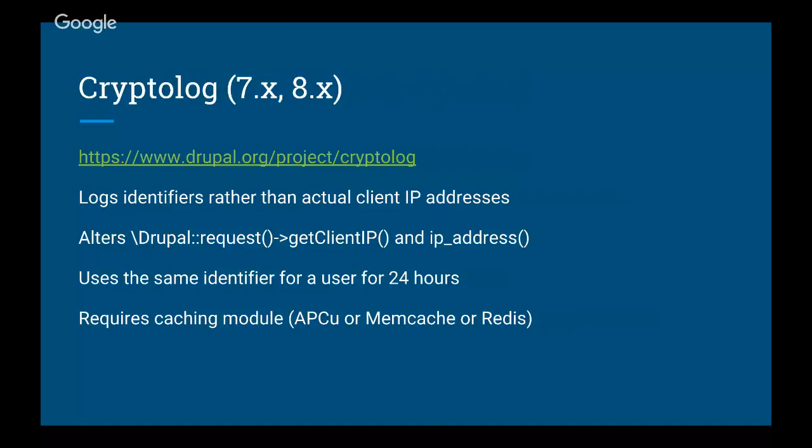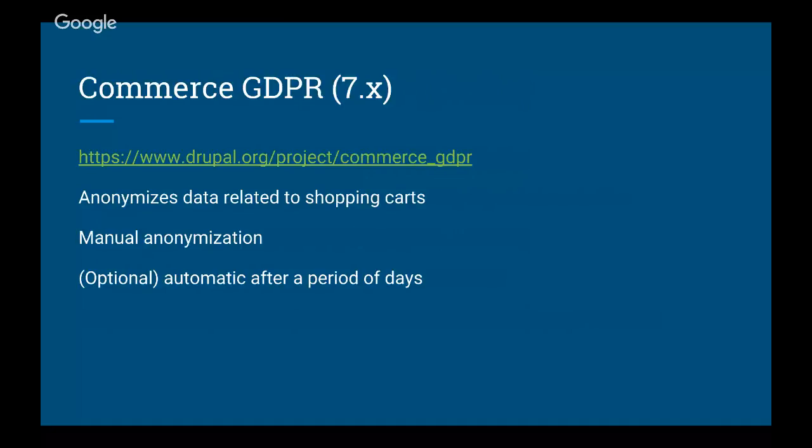What it does is it stores a random identifier for each user, and then it uses that identifier for 24 hours before it's refreshed. So technically, within the time frame of 24 hours, you can see the actions of the user, but it should at least be much better than storing the actual IP address in the database. It works by altering some functions in Drupal, overriding them, and when it stores them, it stores the random data instead of the IP address.